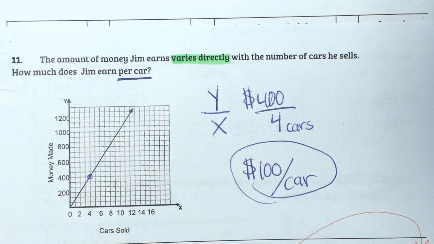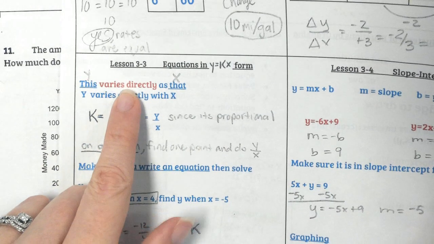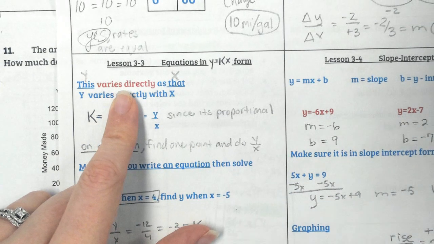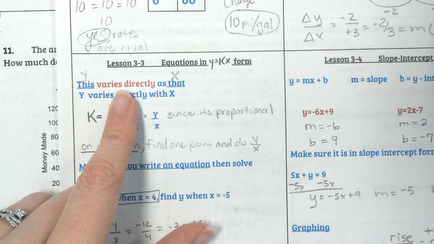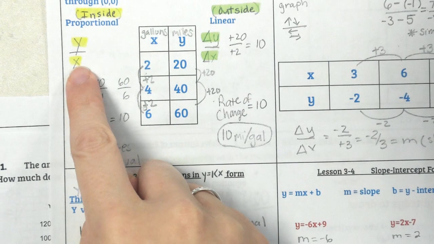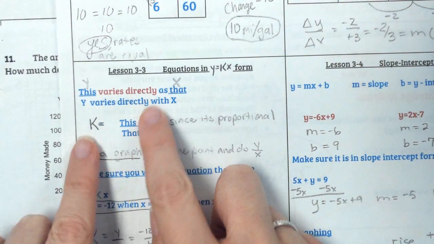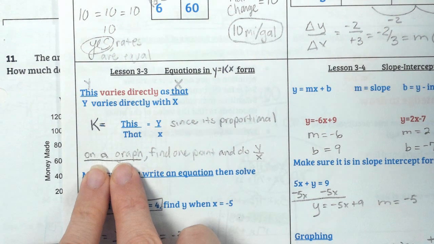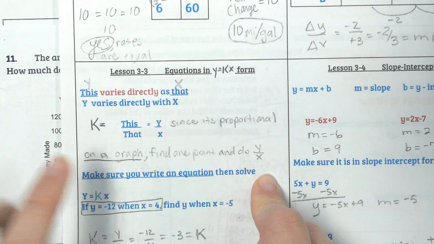Okay. Anytime it says varies directly, we're looking at this section. Varies directly. Remember, that means it's a direct variation. Direct variation is just a fancy word for proportional. Proportional just means we're doing y over x. Okay? So, in this case, we're doing our y over x, and specifically on this, it says on a graph, find one point and do y over x.